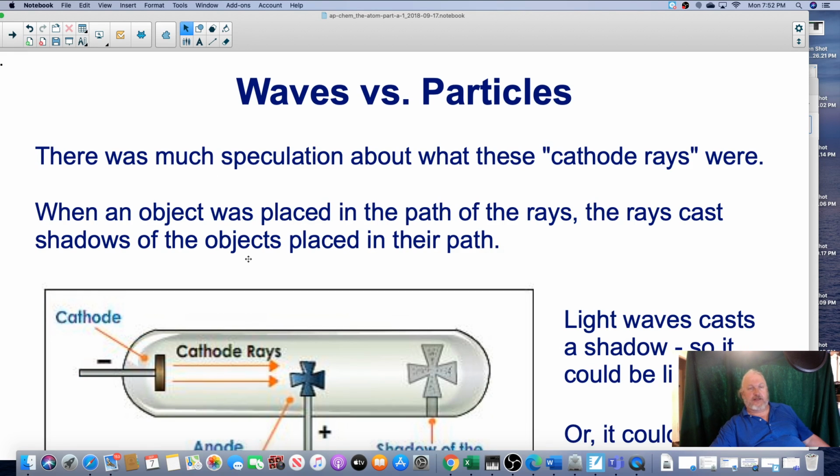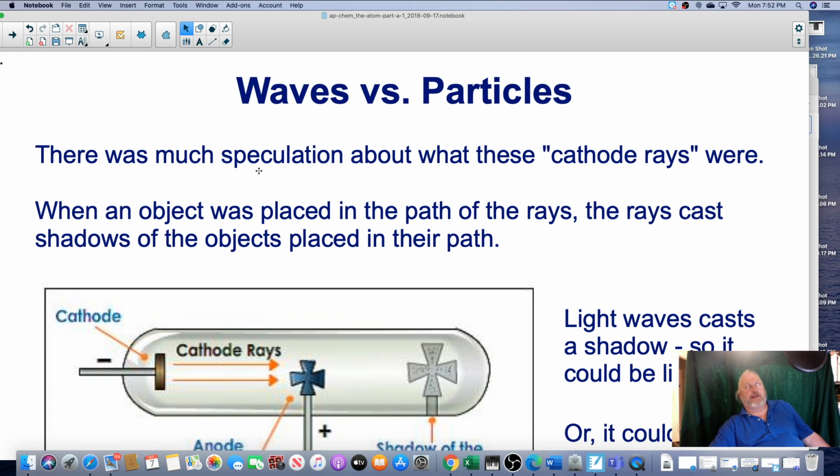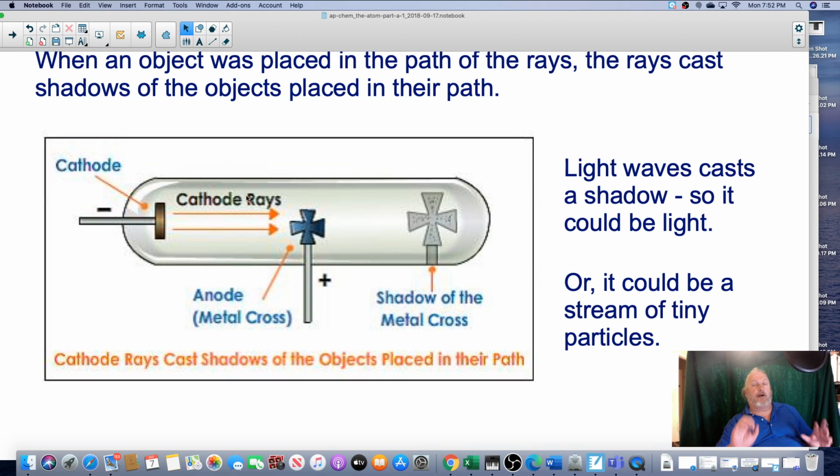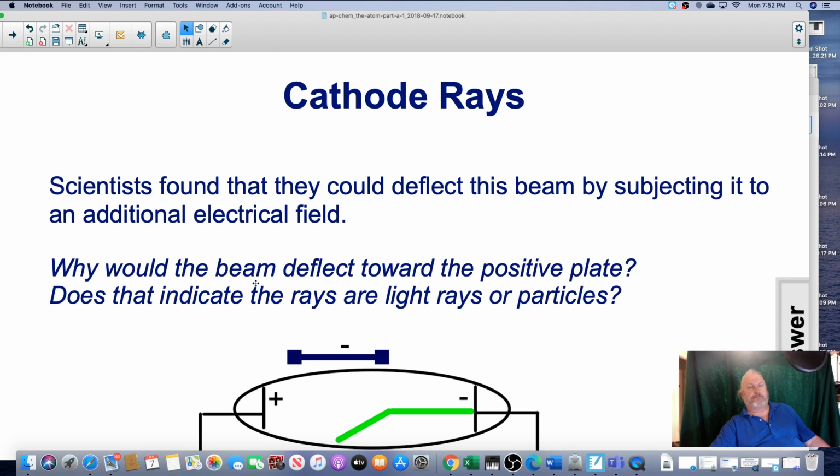And most of you guys remember this. So, a lot of people speculated what these cathode rays were. Were they waves or were they particles? Because when you placed an object in the path of the rays, there was a shadow of the object placed in their path. Okay? So we know light waves will cast a shadow, so it could be light, or it could be a stream of tiny particles, which would be stopped by the object, and again casting a shadow.